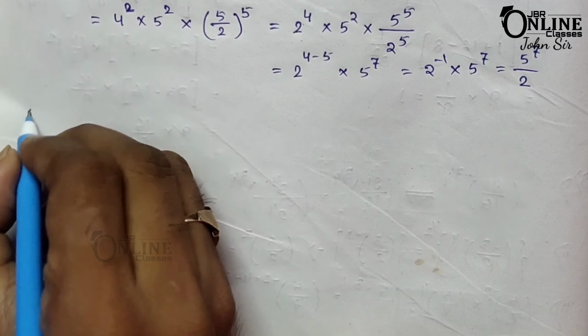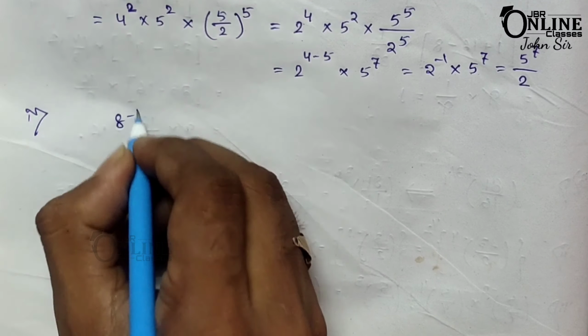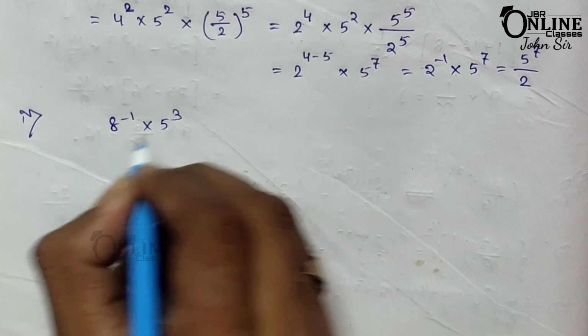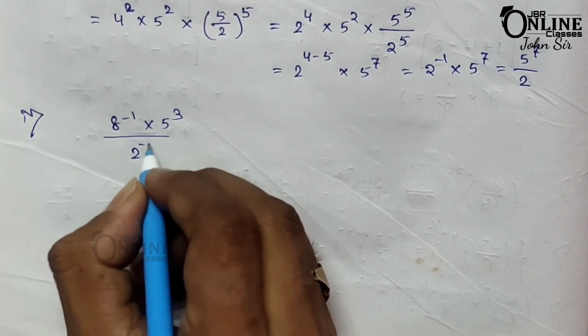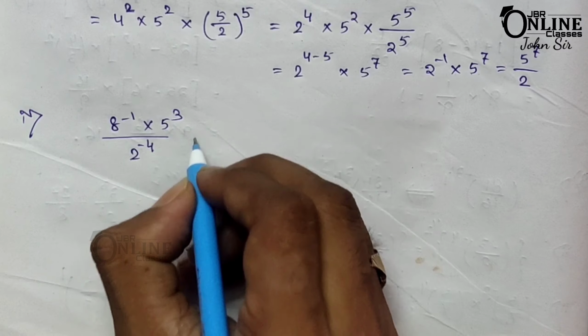Sum number 4, 8 to the power minus 1 into 5 to the power 3 divided by 2 to the power minus 4.